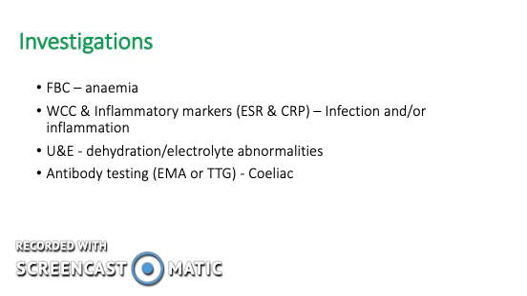So, as we had mentioned earlier on, it is based on elimination. You'd want to eliminate any other organic causes that may be causing similar symptoms and signs as IBS. So for your investigations, you'd want to do an FBC to eliminate anemia, white cell count and inflammatory markers such as ESR and CRP to eliminate infection and/or inflammation. You'd want to do a UNE to check for dehydration or electrolyte abnormalities, and antibody testing such as EMA or TTG to check for celiac disease.